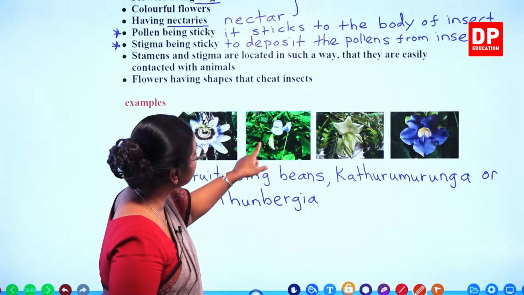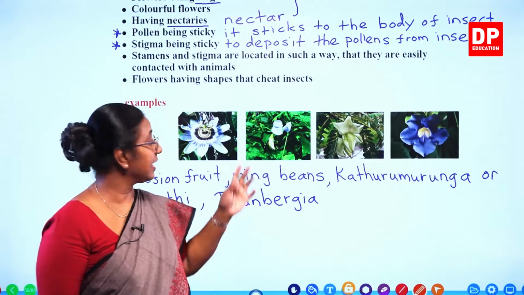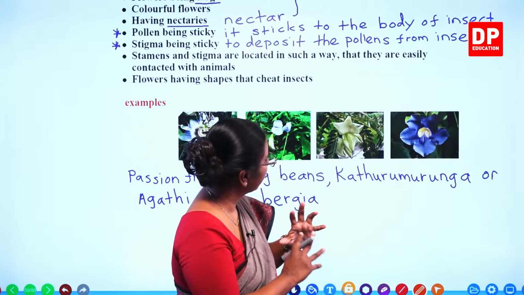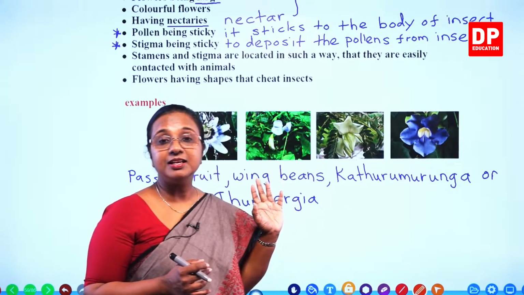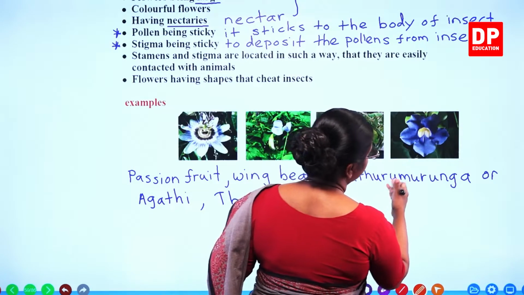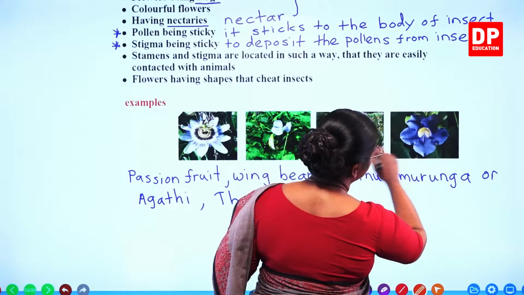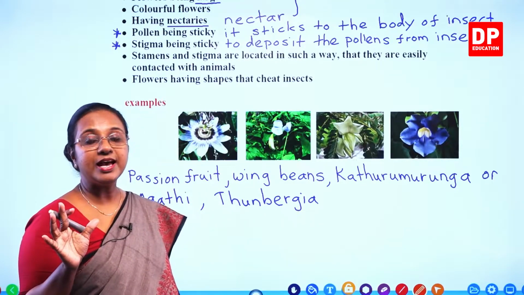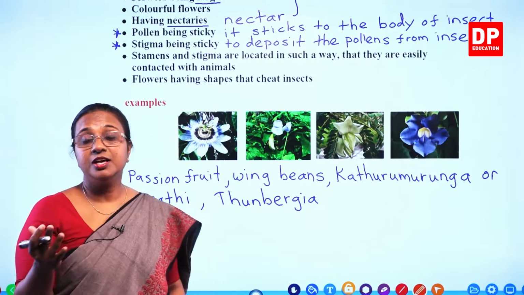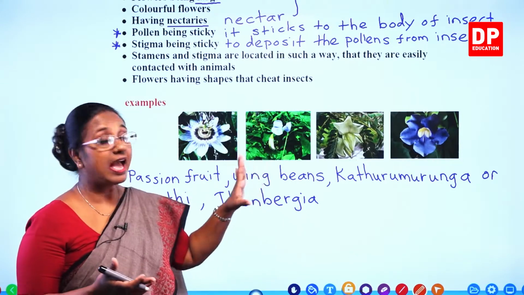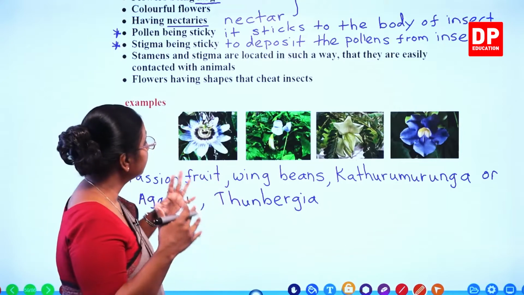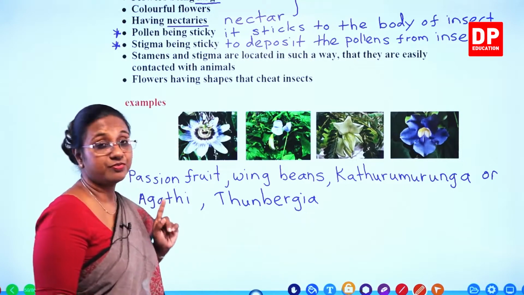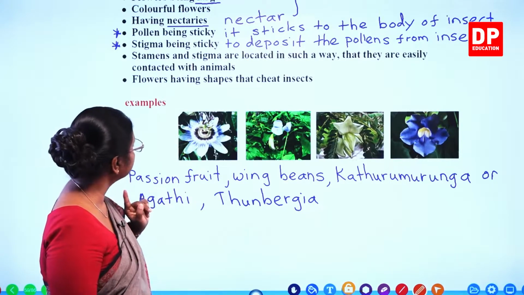Then if you look at the wing beans, the different shape to attract the insect, different colors. Then look at the Katurumurunga plant. Again, white color flowers, you can see a different shape. Obviously, insects get attracted. Then we have Thunbergia. Again, different type of adaptations. The shape of the petals, then you can see in the middle, the stigma and all that. Here you can't see the nectaries or the fragrance and all that, but you can get an idea as to how diverse they are. The color, shape of the petals are different. So, all these are adaptations for zoophilous flowers, and these are the examples.